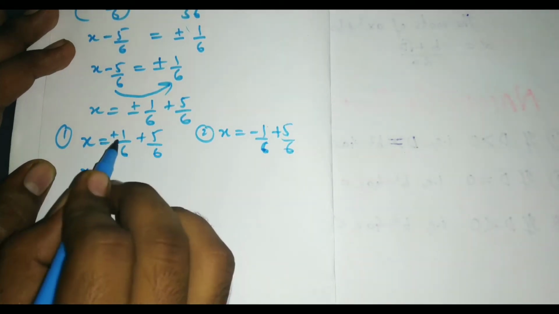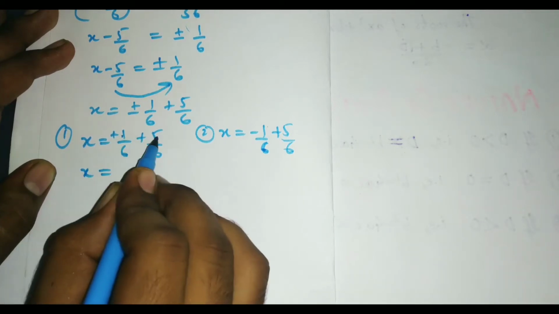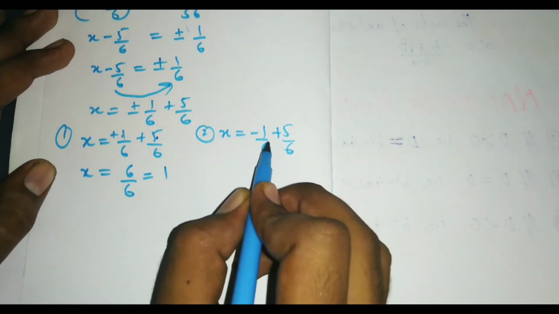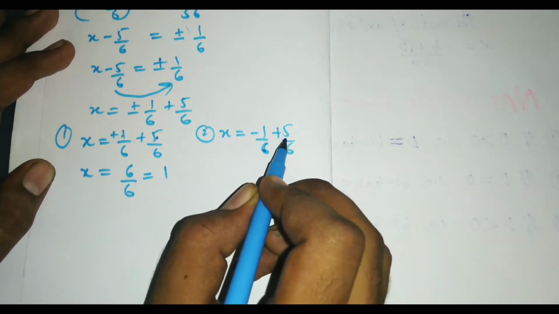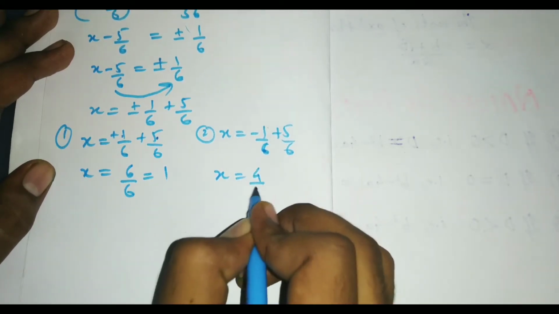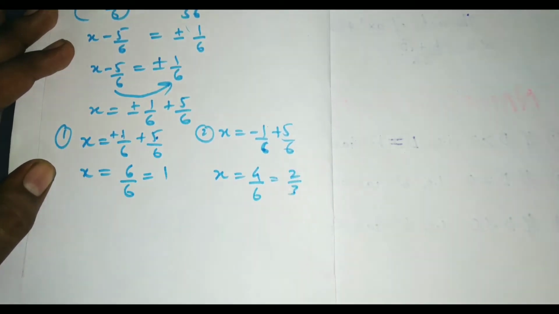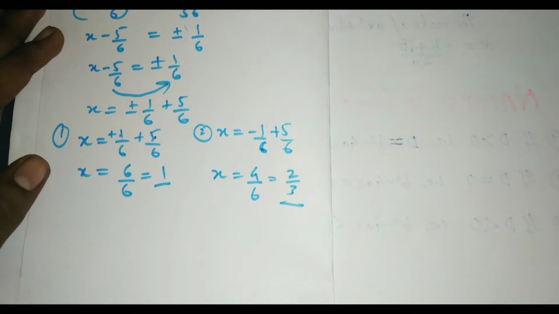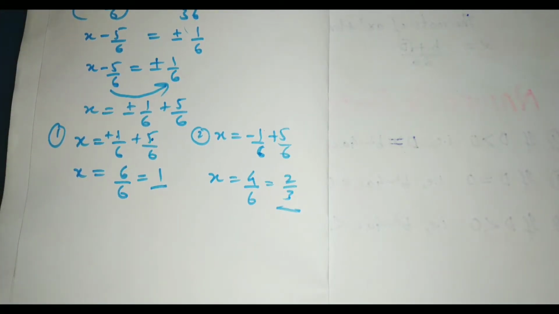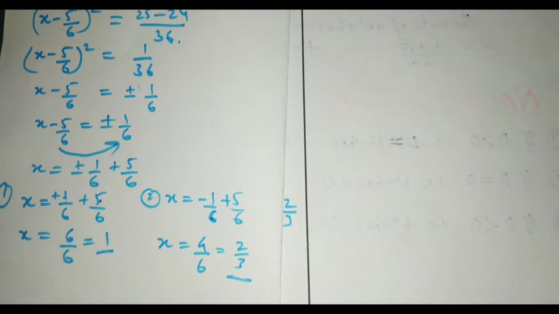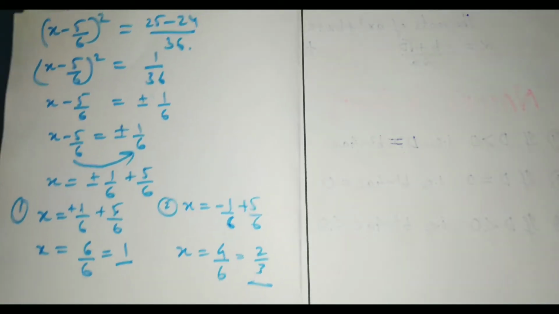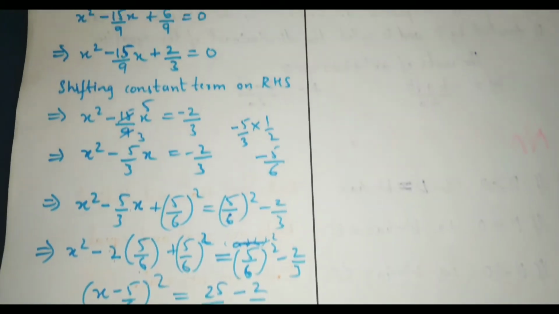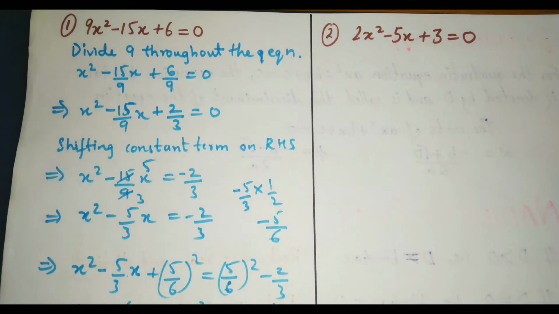Now I have to just solve. So 1 plus 5 is nothing but 6, so 6 by 6, that is nothing but 1. Here minus 1 plus 5, so this will become x equal to 4 by 6. Simplified, you will get 2 by 3. Fine, so we got the value of x. So these are nothing but the roots of this quadratic equation. So this is how we have to solve using the completing the square method. This is the procedure you have to follow. So we have completed the first question. Fine, we got the roots of this equation.